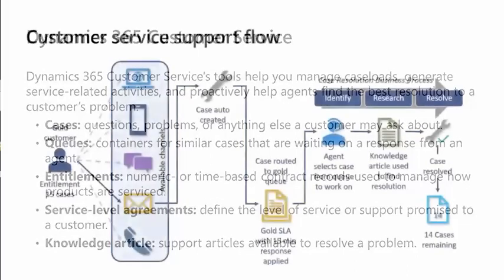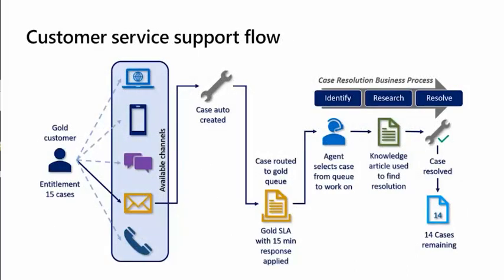And what I have here on your screen is a graphic that's pretty typical of a customer service support scenario. Let's say, for example, we have a gold customer, and that gold customer is their entitlement. Now, this customer is entitled to 15 cases over a 1-year period. They have a choice of opening these cases from multiple channels, whether it's through chat, phone, email, maybe even text. But in this graphic, the customer sent that via email.